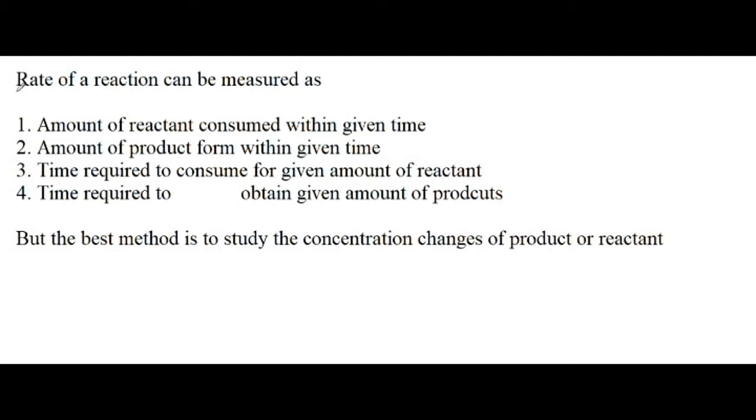When we consider the rate of reaction, it can be measured as, first, the amount of reactant consumed within a given time; second, the amount of product formed within a given time; third, the time required to consume a given amount of reactant; or fourth, the time required to obtain a given amount of product. So these are the four methods we can use to measure the rate of a reaction.